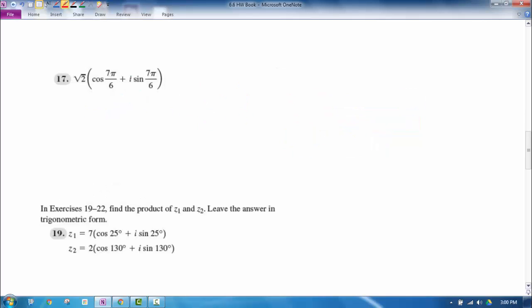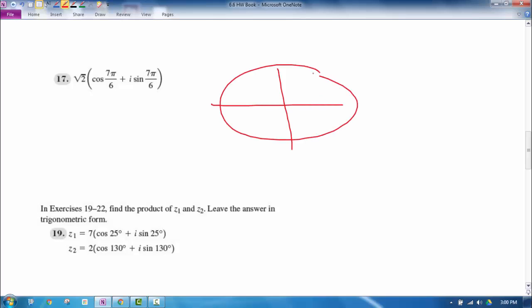Okay, the next problem wants us to do the same thing. I'm going to graph this first, so I always graph it and say, okay, where is this so I can see it. 7 pi over 6 is 1/6 more than 180. So this angle right here would be pi over 6. I know that's on the unit circle. That's negative square root of 3 over 2, comma negative 1/2. And then the hypotenuse is square root of 2 right here.